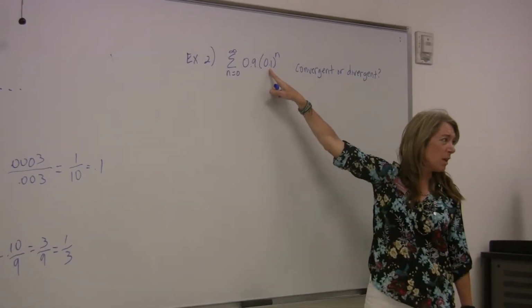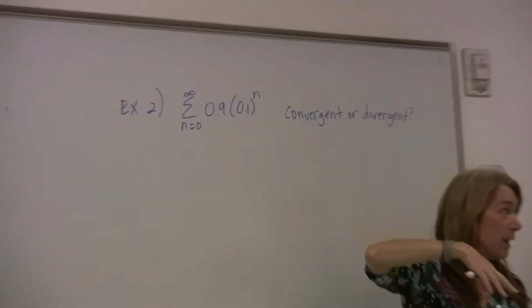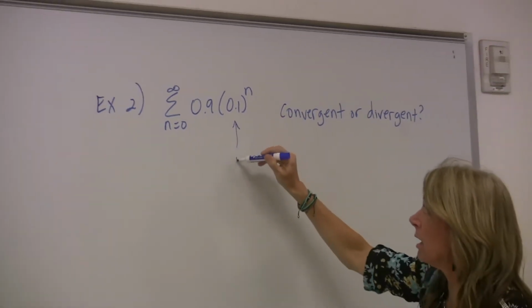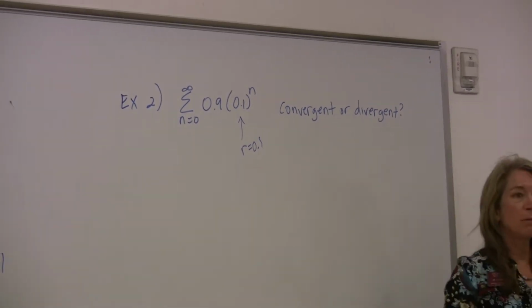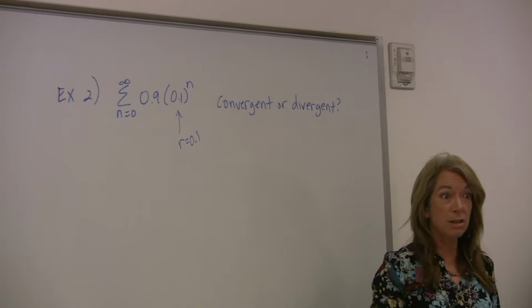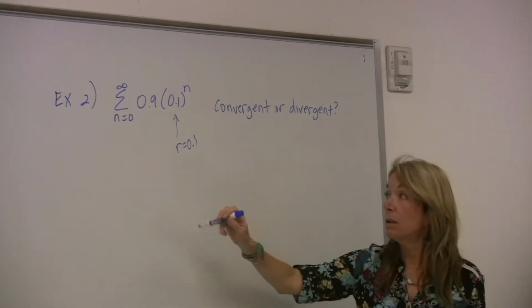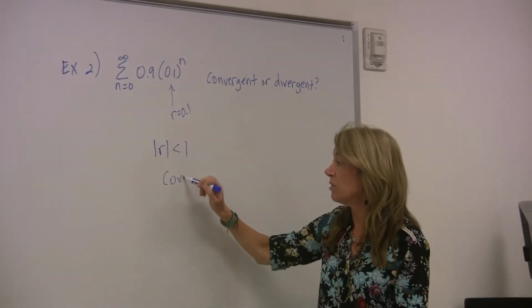Yeah, that exponent on the 0.1 tells you you're multiplying by 0.1 over and over again. So that exponent right there tells you that your r is 0.1, because you're going to have 0.1 to the 1, 0.1 squared, 0.1 cubed. Every time there's another 0.1 that you're multiplying by. So because our r is less than 1, it's convergent.